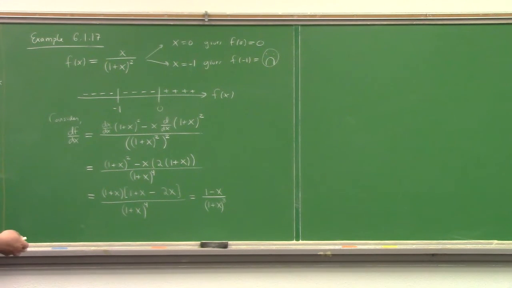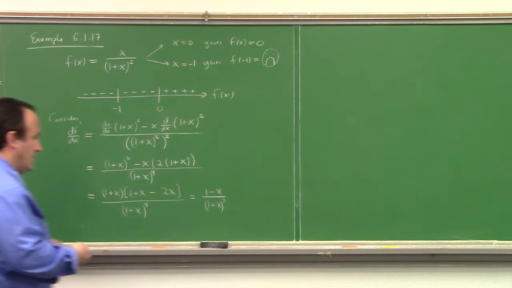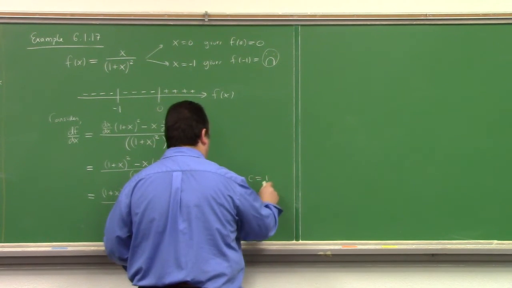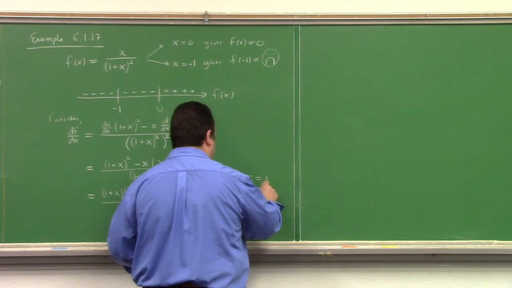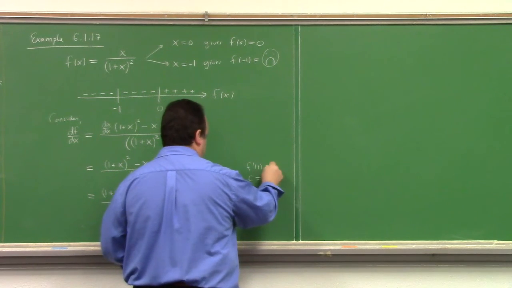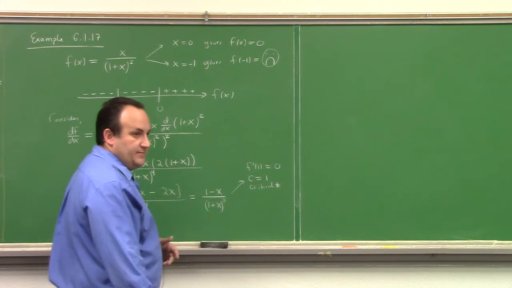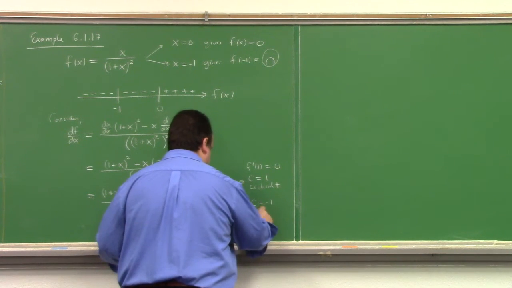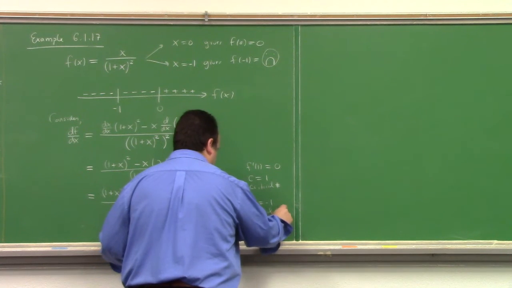And so what are the critical numbers of the derivative? Well, critical numbers of the derivative are going to include the points which were not in the domain of the original function, and they're also going to include possibly points where the derivative is 0. Where could the derivative be 0 here? So c equals 1 is a critical number because f prime of 1 equals 0, right? And also, c equal to -1 is a critical number.